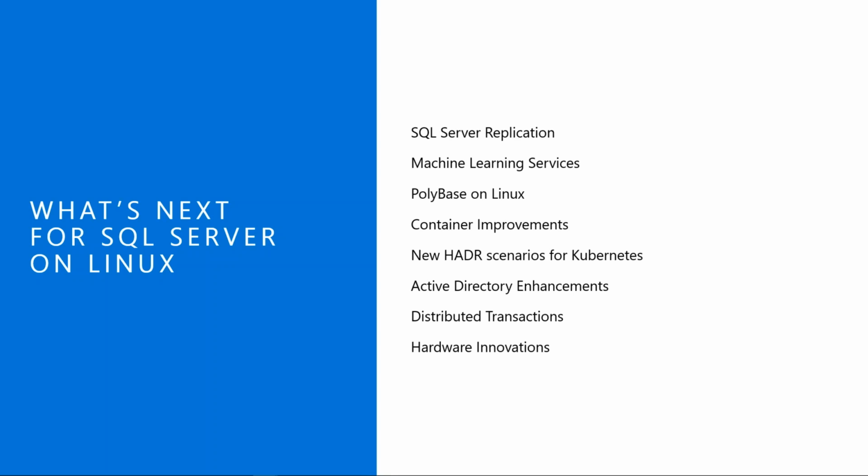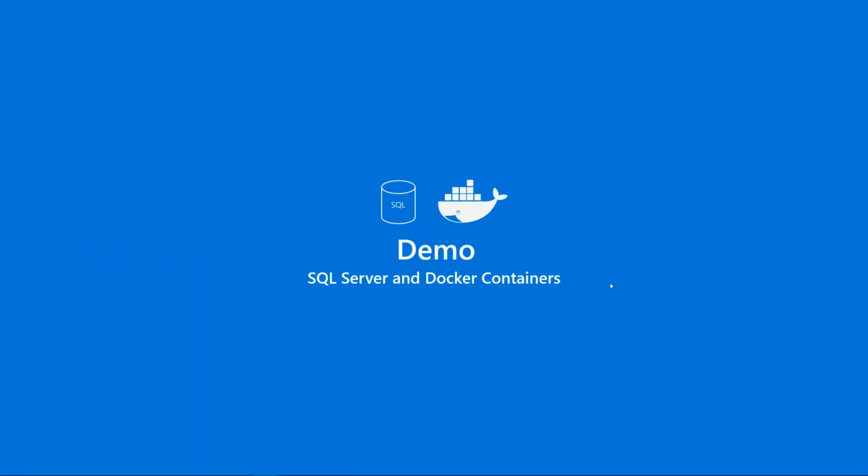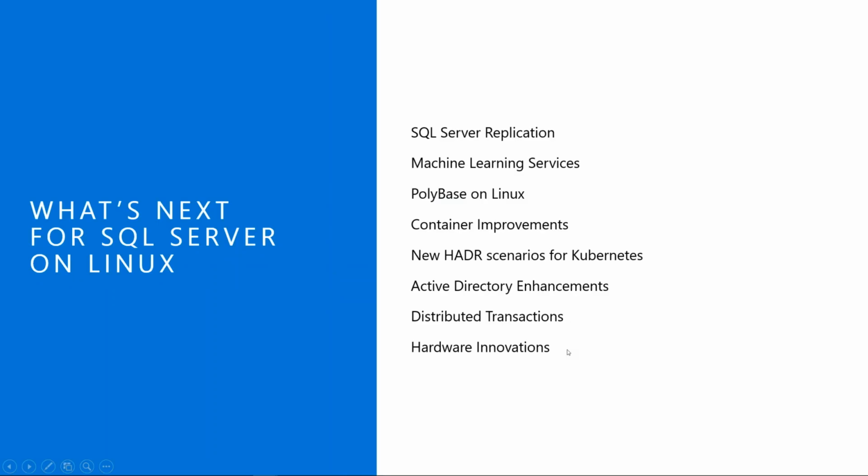And really the big thing for us is to do a couple of things. One is to shore up any feature gaps that we've had between SQL on Windows and Linux, and then start exploring more new ways to use Kubernetes and Docker, and then take advantage of things like new hardware innovations and make sure we shore up any Active Directory enhancements we need to do.